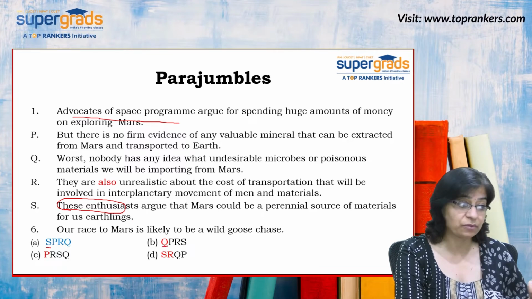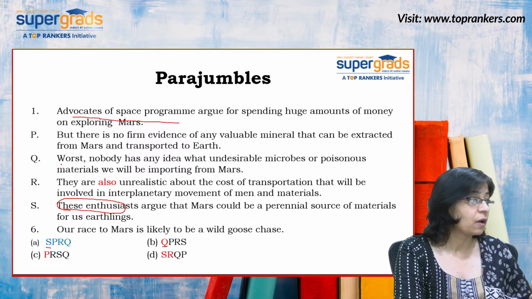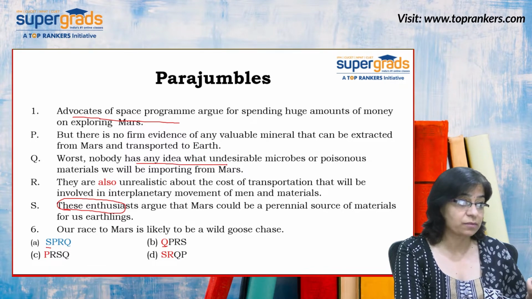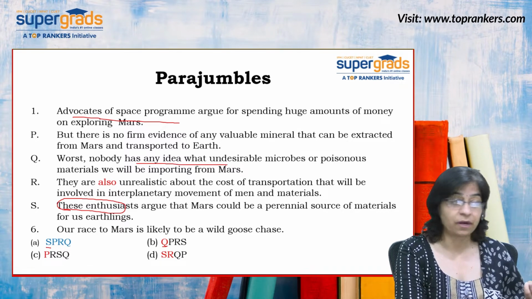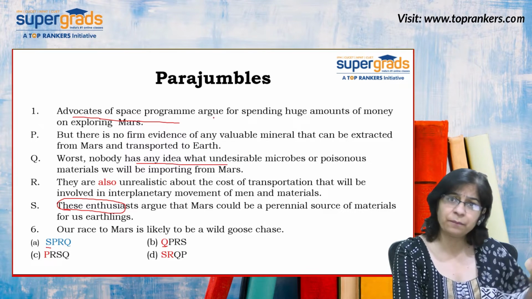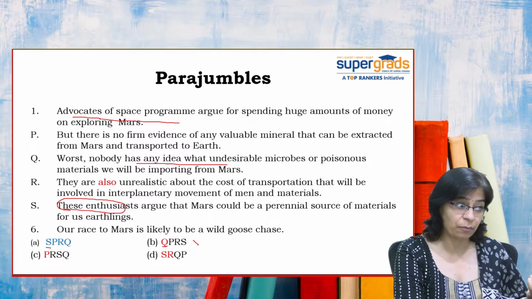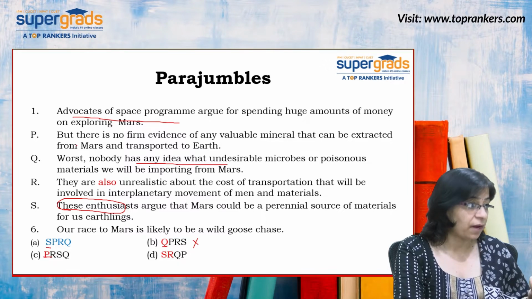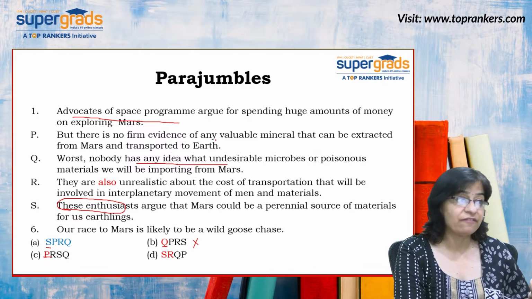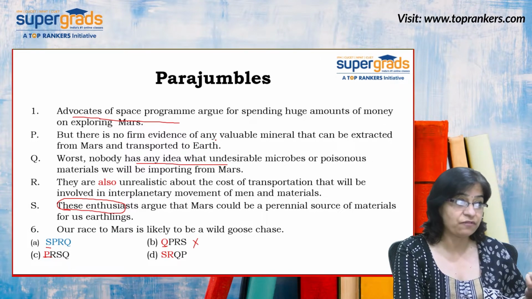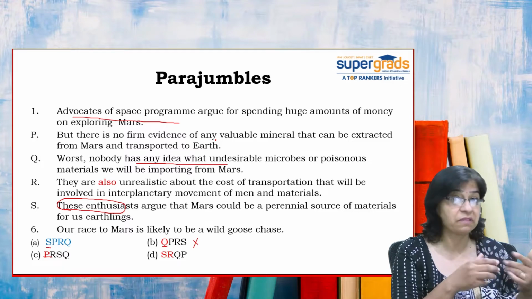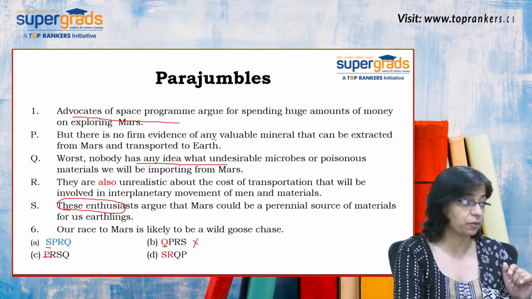What if I wanted to start it with Q? Worst, nobody has any idea what undesirable microbes or poisonous material we will be importing from Mars. Well, looks like a bit contradictory, right? So probably it's good to eliminate it. What if I started it with P? But there is no firm evidence of any valuable mineral that can be extracted from Mars and transported to Earth. Well, see, if I put the two sentences together, they might work well. So let's put this one on hold.